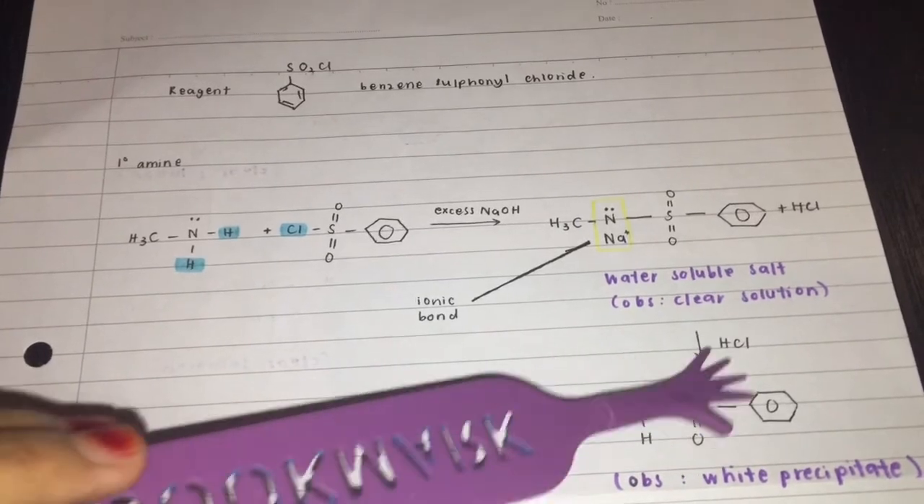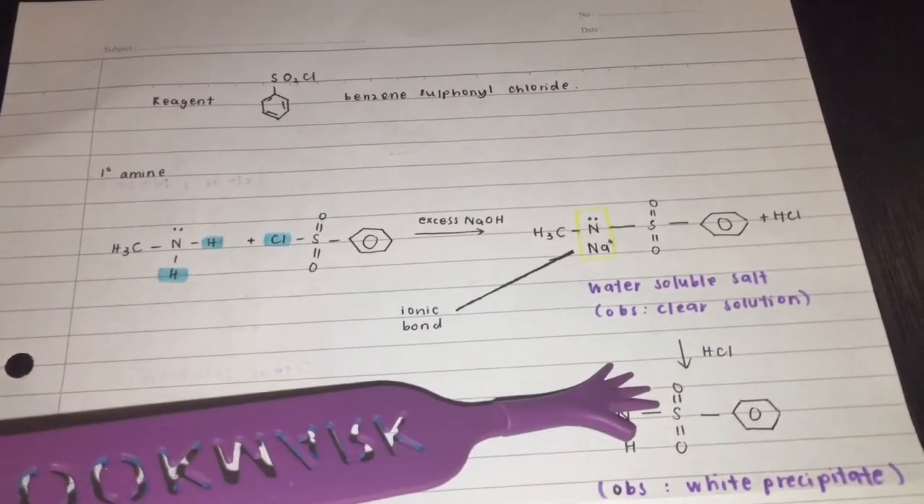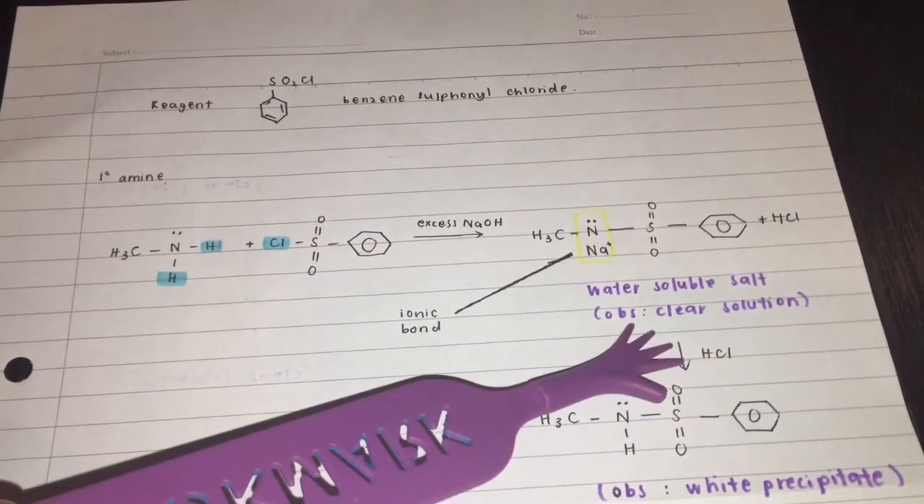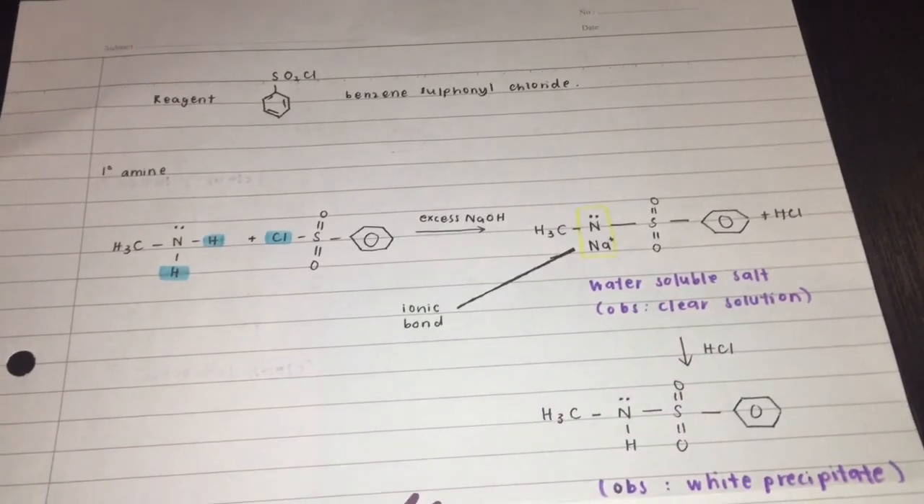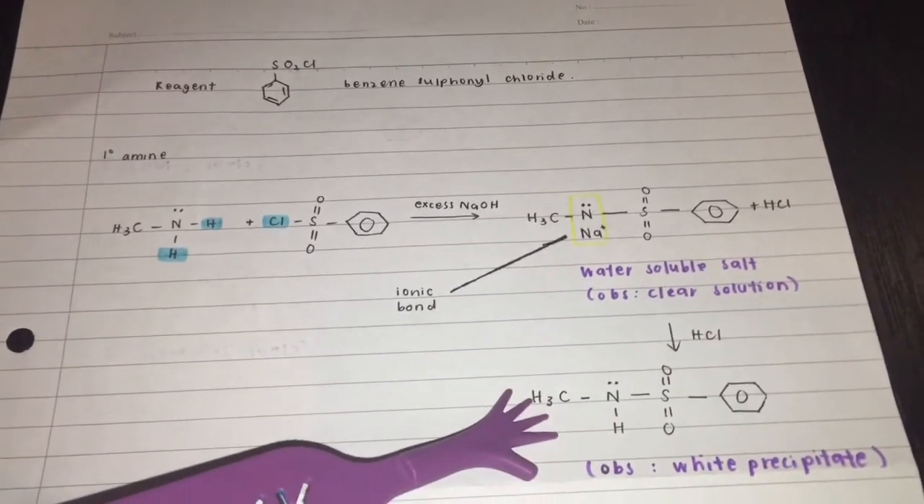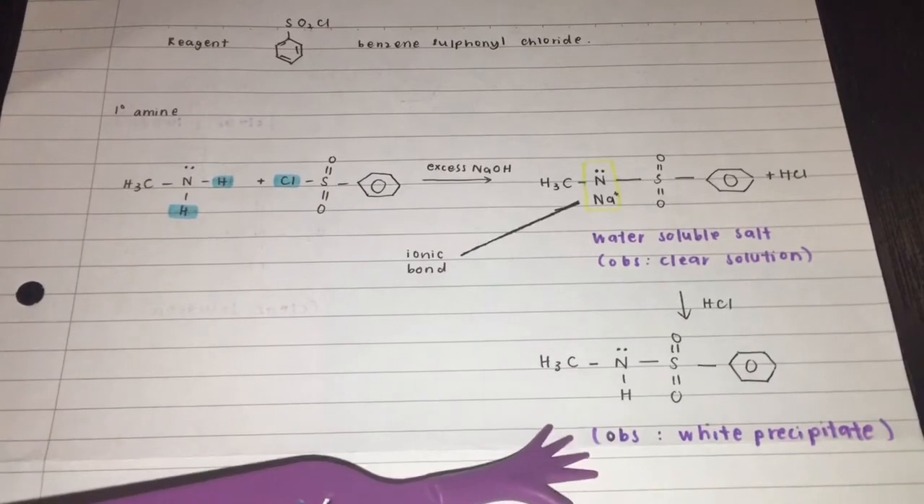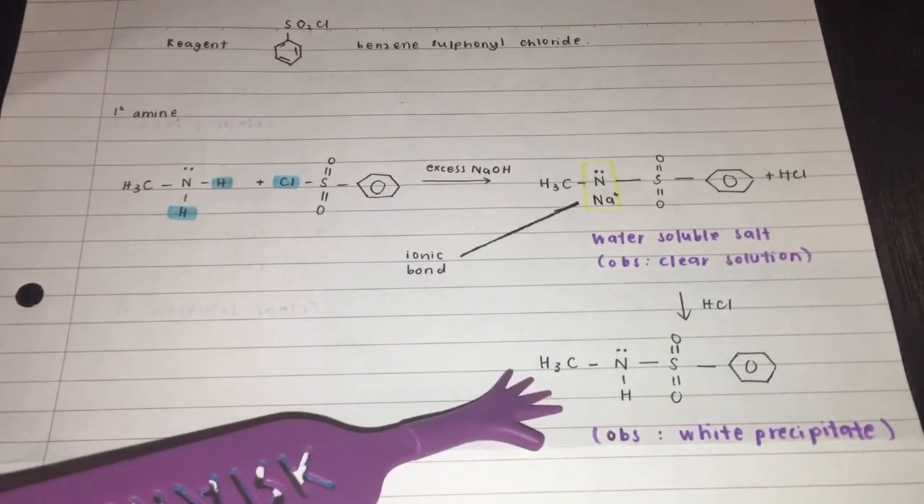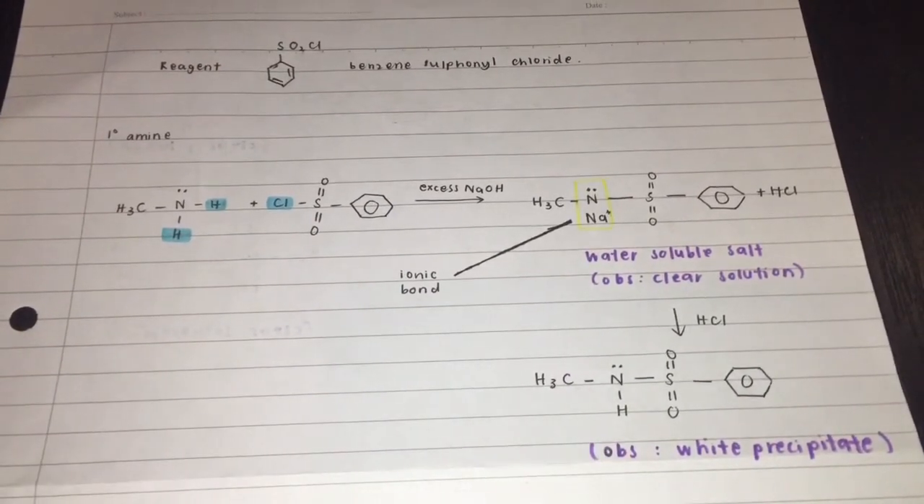And then after that, the mixture is acidified with hydrochloric acid, and as you can see, the product does not contain any ionic bond, so we can observe it as a white precipitate.